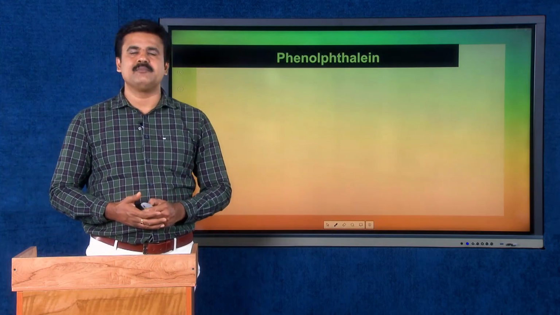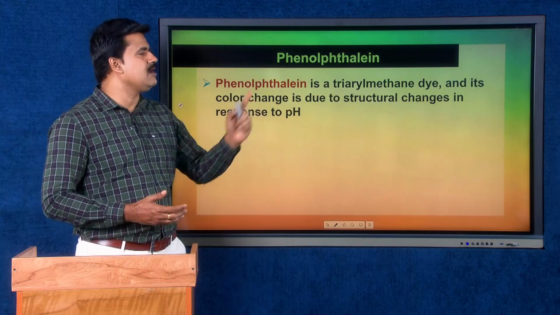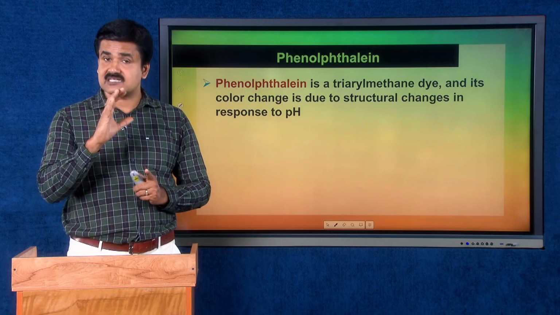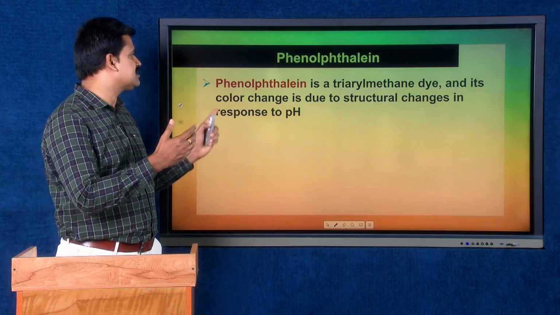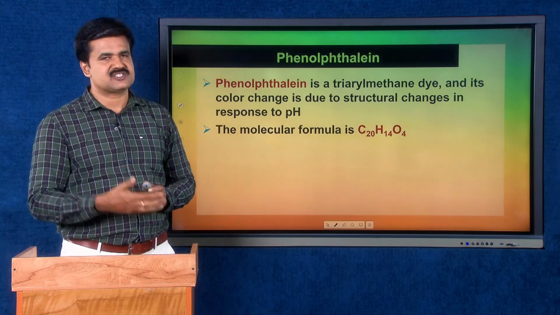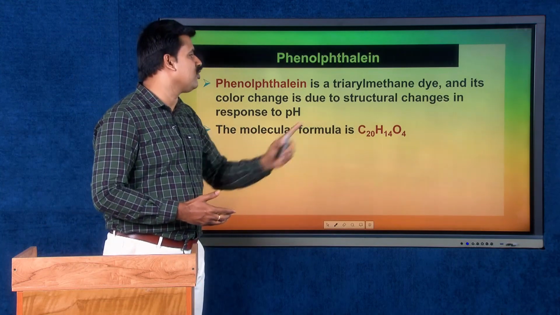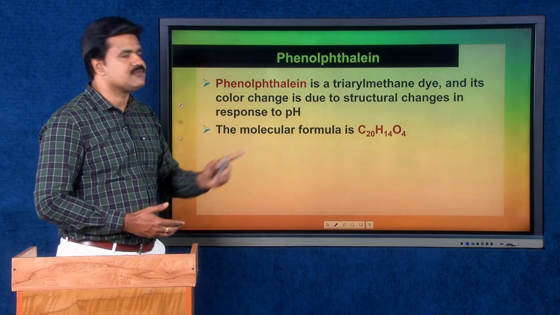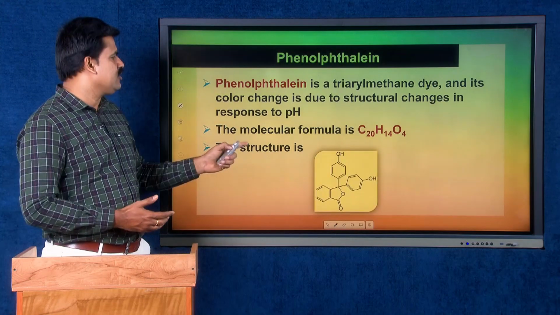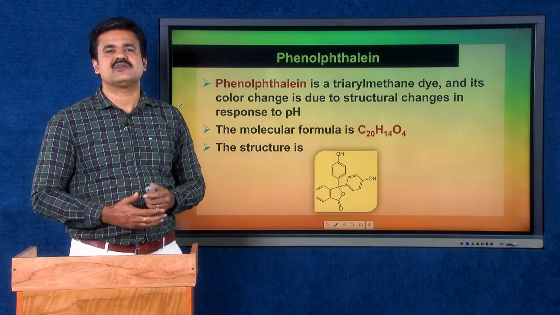Moving on to the second most popular indicator, that is nothing but phenolphthalein. Phenolphthalein is a triaryl methane dye. It is an organic dye, and its color change is due to structural changes that happen in response to the pH change. So, as the pH changes, there occur some structural changes that enable color change. The molecular formula of the phenolphthalein molecule is C20H14O4. The structure of phenolphthalein is shown here. You can see that it is a triaryl methane dye, and this is about the phenolphthalein.